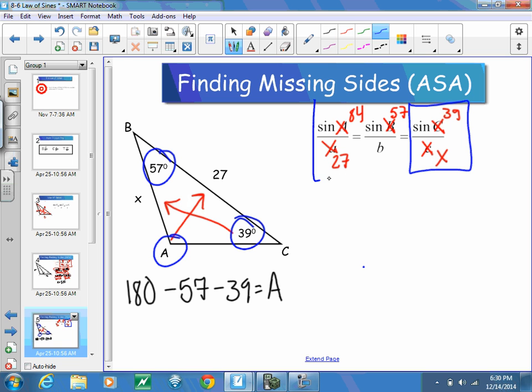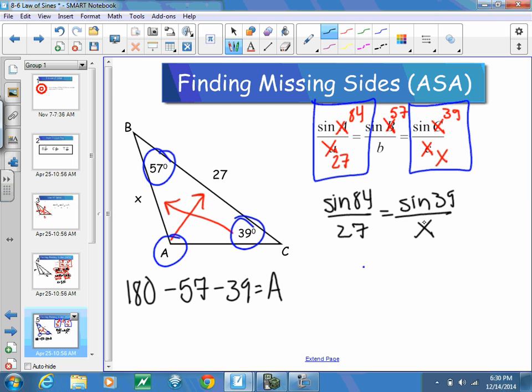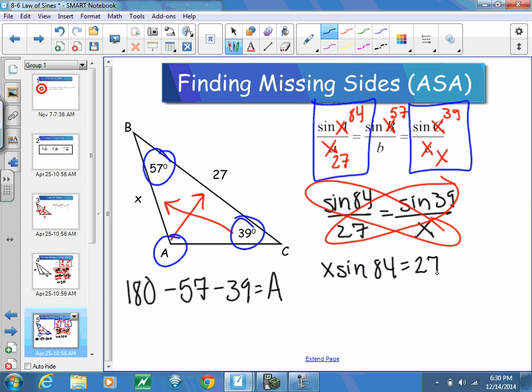This creates a complete ratio to allow us to set up the proportion. So I have the sine of 84 over 27 is equal to the sine of 39 over x. We're going to cross multiply: x times the sine of 84 is equal to 27 times the sine of 39. Then divide both sides of the equation by the sine of 84.